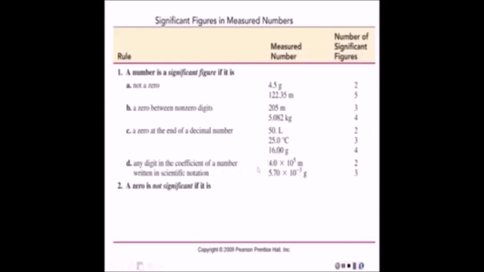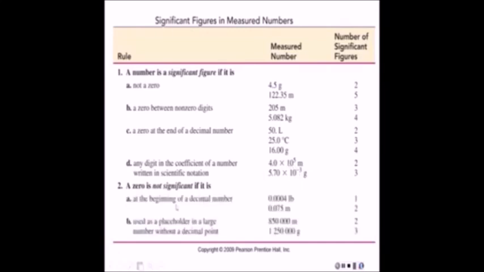And here we have 2 numbers in scientific notation. Anytime you have scientific notation written, those numbers to the left of the X are always significant. You don't have to worry about whether they're zeros or not. The power of 10 themselves are never significant.